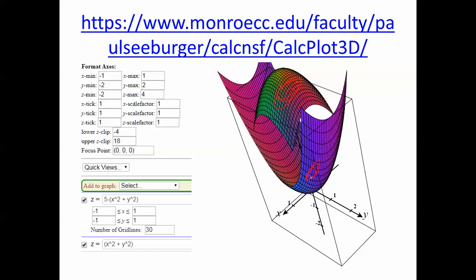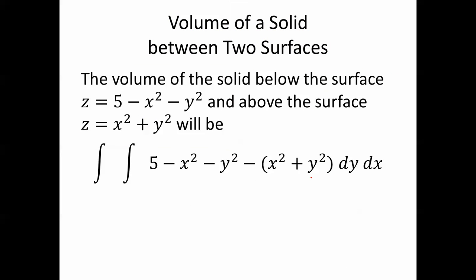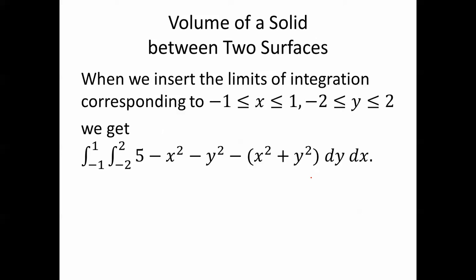Very cool. Okay, the volume of the solid below the surface z equals 5 minus x squared minus y squared, and above the surface z equals x squared plus y squared, will be the integral of 5 minus x squared minus y squared minus the quantity x squared plus y squared dy dx. Okay, when we insert the limits of integration corresponding to x between -1 and 1 and y between -2 and 2, we get the integral from -1 to 1, -2 to 2, of 5 minus x squared minus y squared minus the quantity x squared plus y squared dy dx.